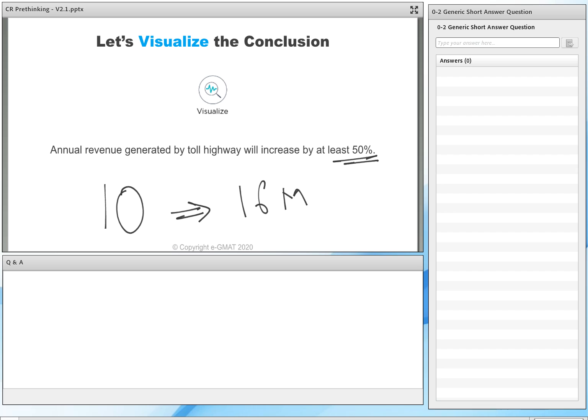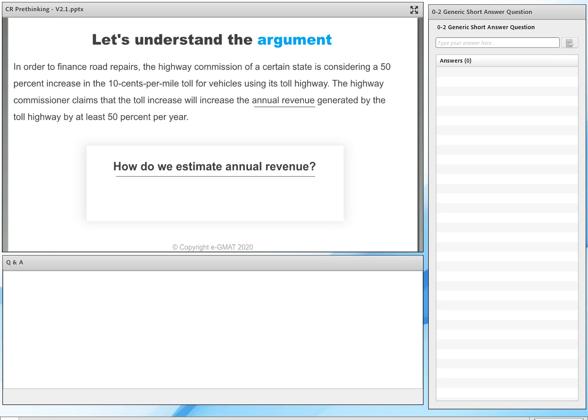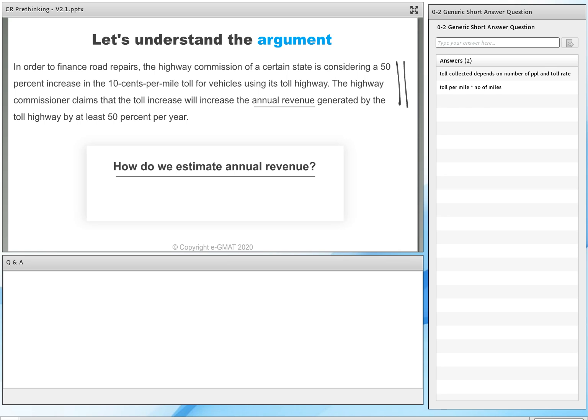And why would it go up? Because last year we were charging 10 cents per mile. Now we're going to charge 15 cents per mile or so. Okay. So my question to you: how do we estimate annual revenue in the context of this argument? It's toll per mile multiplied by the total number of toll miles, right? In the context of this argument, the annual revenue is toll per mile multiplied by the average number of toll miles.